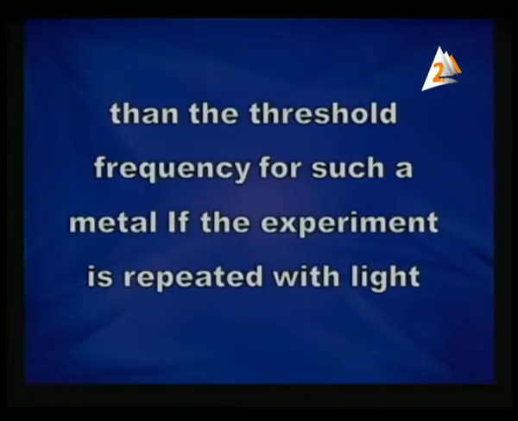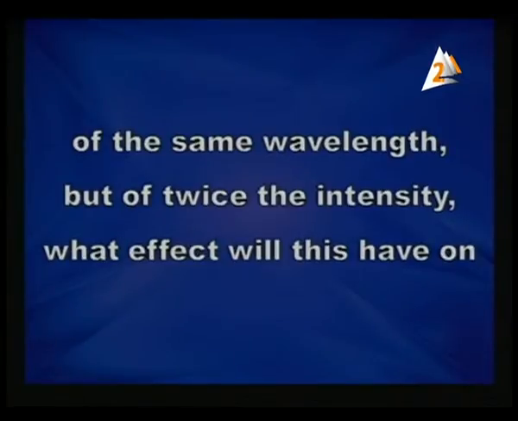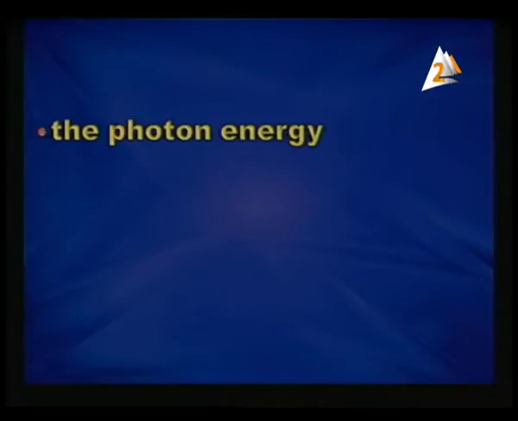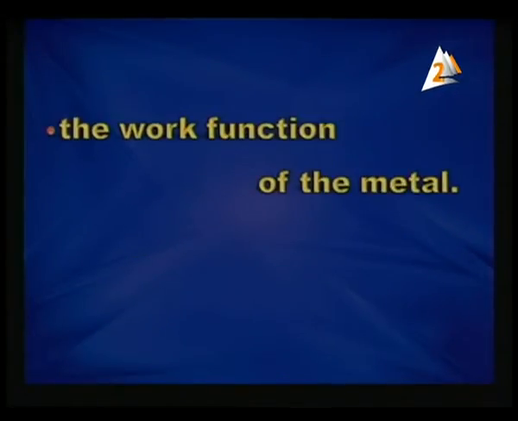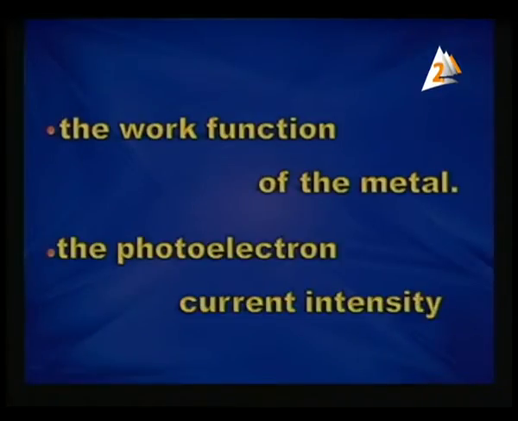If the experiment is repeated with light of the same wavelength, same frequency, but of twice the intensity, what effect will this have on the photon energy, the maximum kinetic energy of the photoelectrons, the work function of the metal, and finally the effect on the photoelectron current intensity? We'll take it one by one.